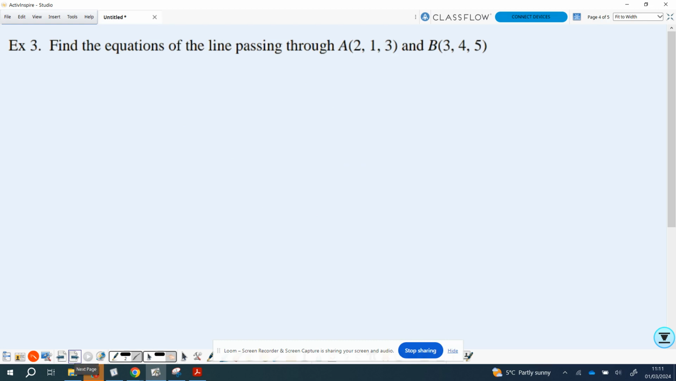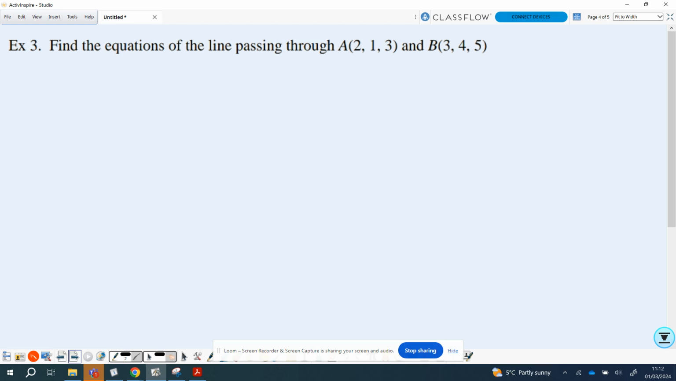Okay, so example 3. Find the equations of the line passing through 2 points here. Okay, so we've got 2 points, A and B, and we want to find the equation of the line passing through. Now, note, we haven't been told what representation of the line we are allowed, so we can choose any. Okay, I'm going to show you both, but you can choose symmetric or parametric for this question here.